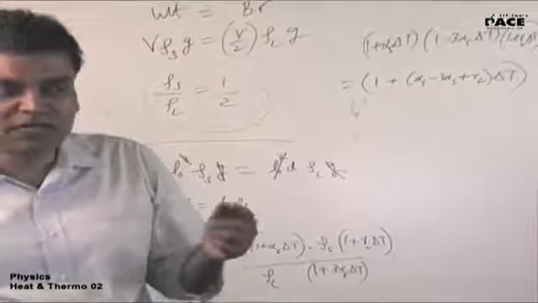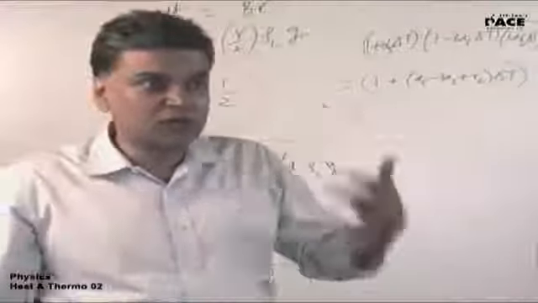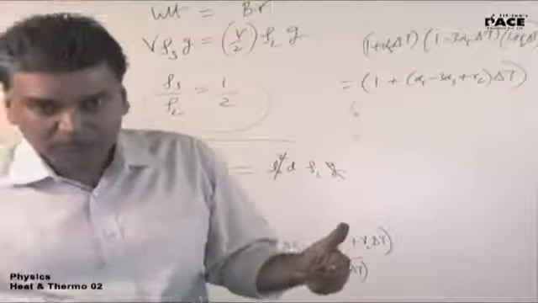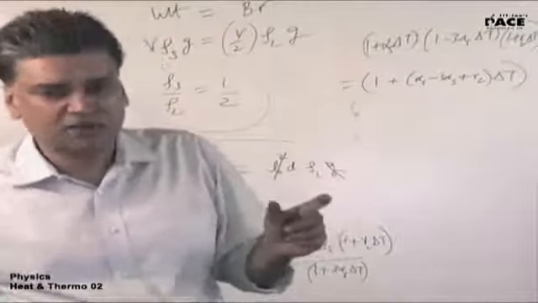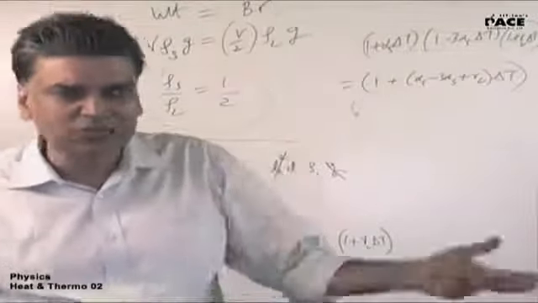That's it. Any of the second order terms, when you are multiplying alpha into alpha or gamma into alpha, forget about alpha into gamma. That will be too small. They are all 10 to the power minus 5. Understand that. When you multiply 10 to the power minus 5 by 10 to the power minus 5, it becomes 10 to the power minus 10. Totally negligible.